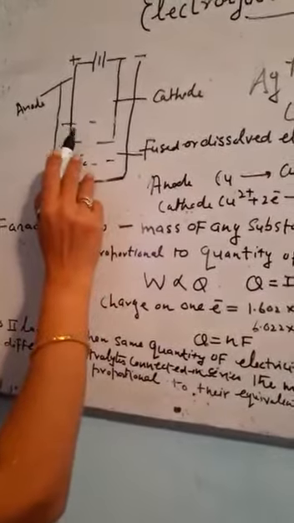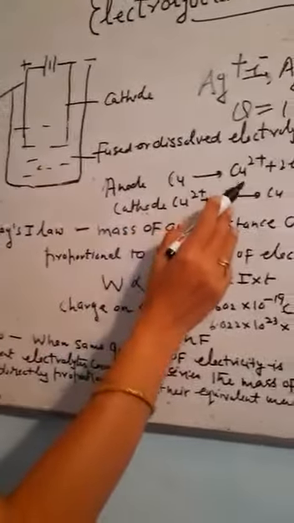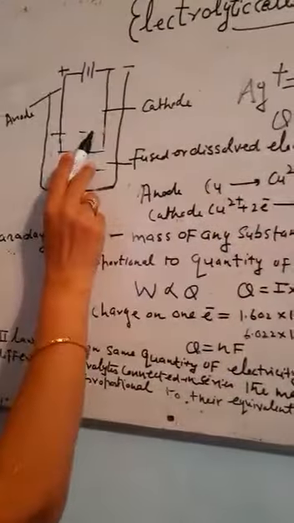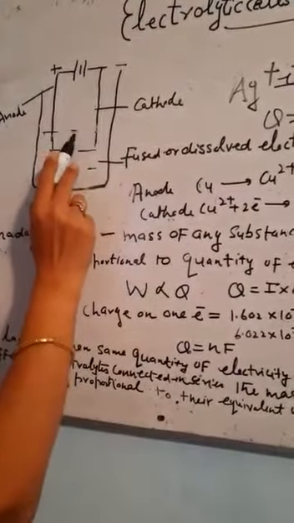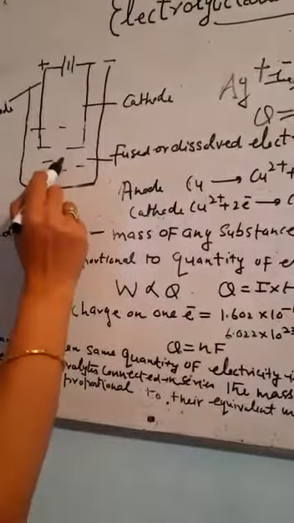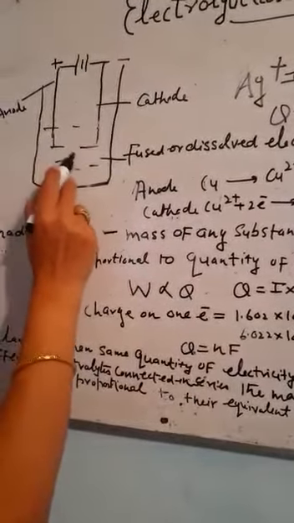There will be oxidation taking place at the anode. The copper will be converted into copper ion, and the reduction will be taking place at the cathode. The copper ion will gain electron and that will be deposited at this strip. In this way, the copper can be purified well.